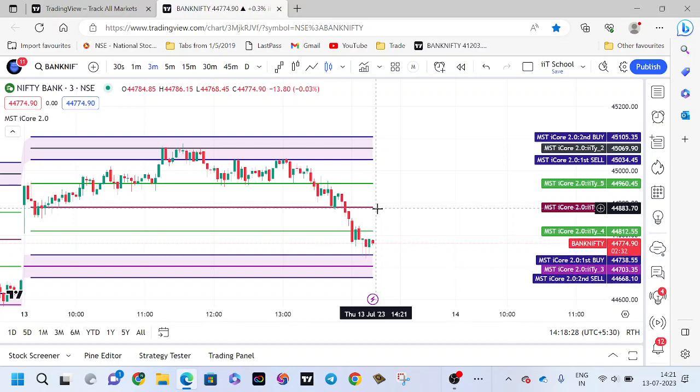Today, another day, we have got a wonderful profit and entry from our MST iCore 2.0 advanced price action based tool. So, let me show you the performance of Bank Nifty using our MST iCore 2.0.